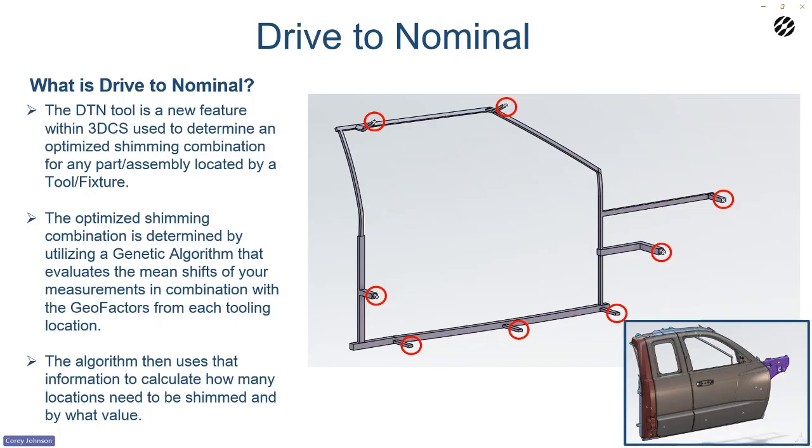So you can just see in the graphic here to the right, circled in red are all the tooling locations, a combination of fixture pads and a couple of fixture pins. And once you load your mean shift data, which I'll get to in the model, it's going to reference that mean shift data relative to your measurements and figure out which one of these locations circled in red need to be shimmed and by what value.